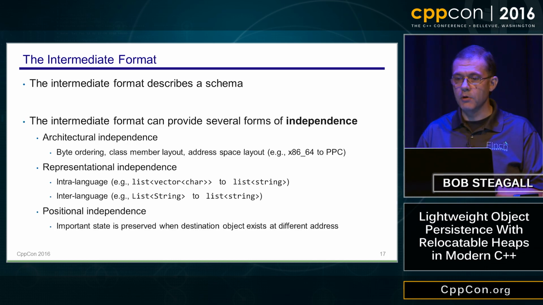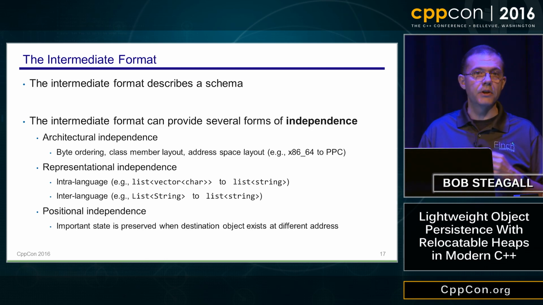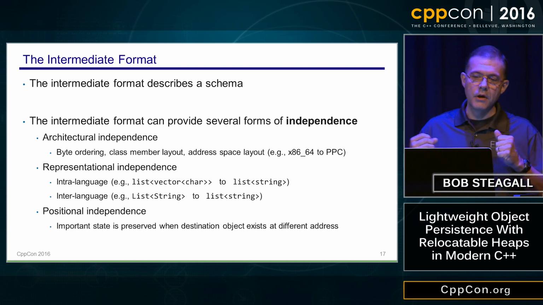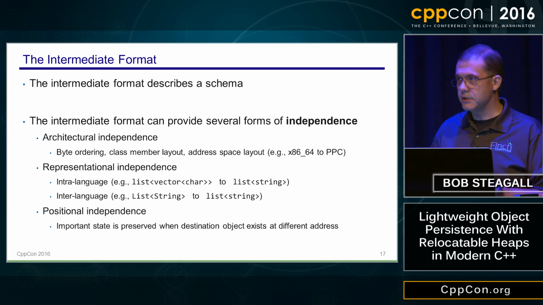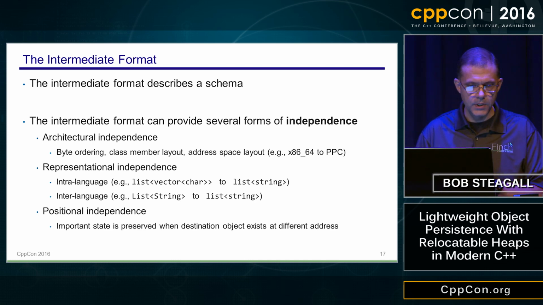Secondly, the intermediate format provides or can provide several forms of independence of three varieties. The first is architectural independence. And here, I think of independence from issues of things like byte ordering, class member layout, or address space layout. And here, think of serializing objects that exist on an Intel-based architecture and deserializing them on a Power architecture or a Spark architecture. The second form of independence that I think of is what I call representational independence.